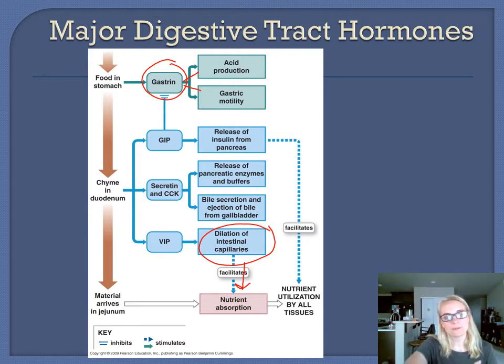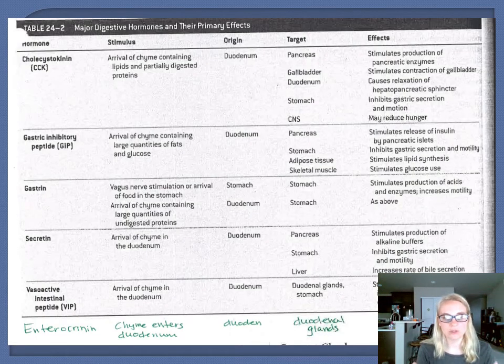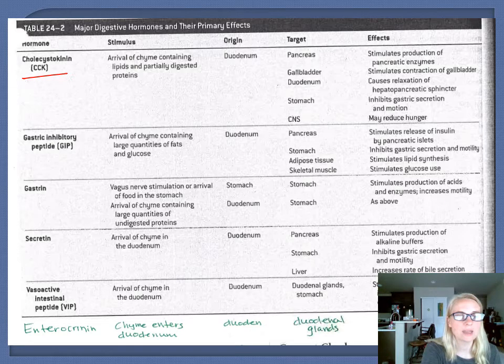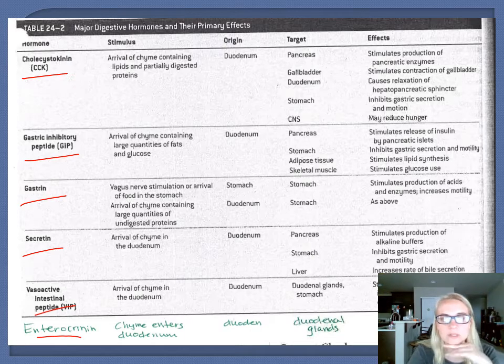So we have this flow chart of the hormones. I have posted this table. So if you like the table, I know my head's kind of cutting off some of the effects, but you have access to this on the Blackboard. So you can see it lists all of our hormones, CCK, GIP, gastrin, secretin, vasoactive intestinal peptide, and I had to write in enterocrinin because it wasn't in the table.